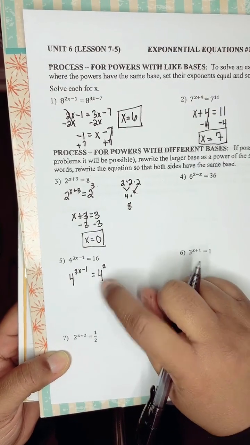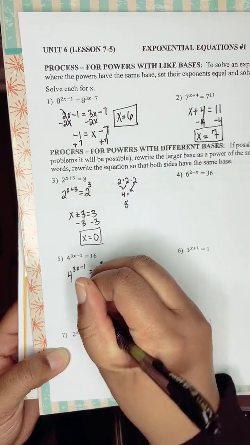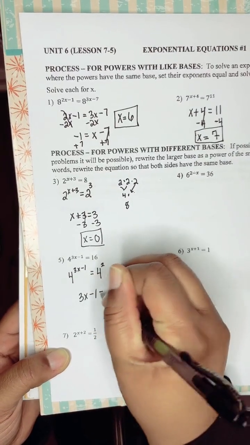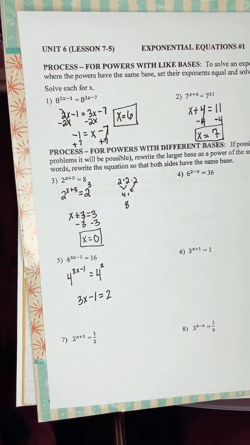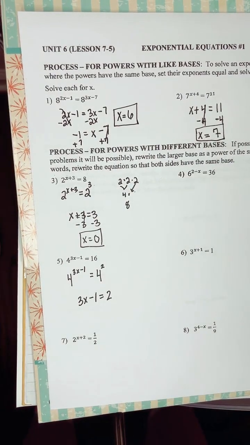Now that we have the same base, we can set our exponents equal. So we could do 3x minus 1 equals 2. All right, what are we moving first? What are we moving first?